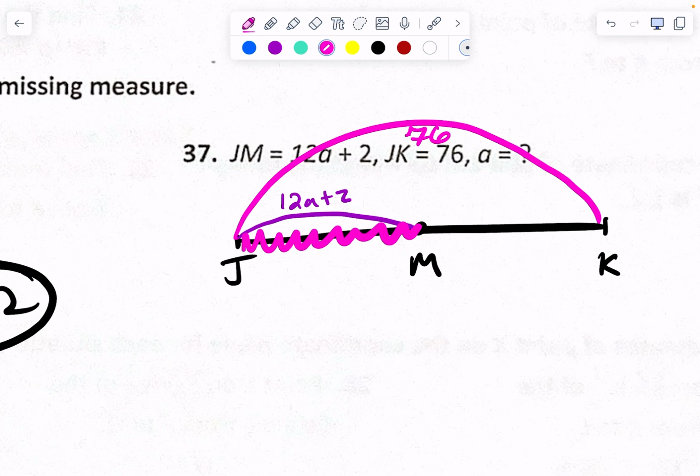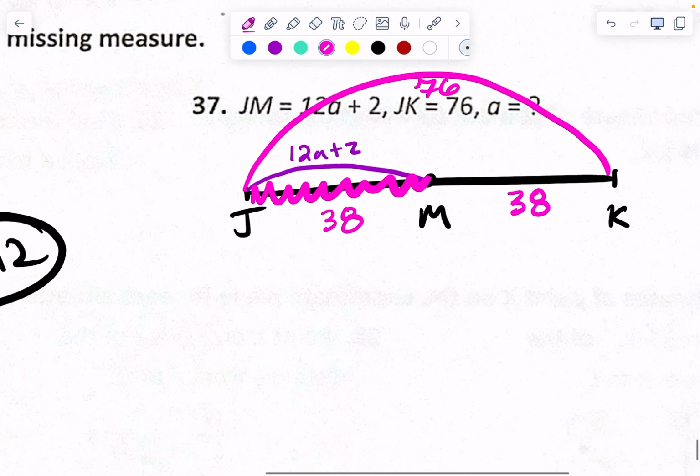38. 38 and 38? That's what those are, right? That's how I would do it, Brady. It's fine if you double the 2A plus 2 and set that equal to 76, but I would do it 38, right? Okay, so now what? How do I solve for A?